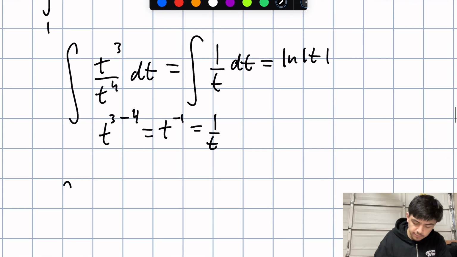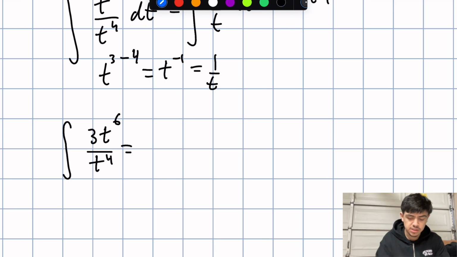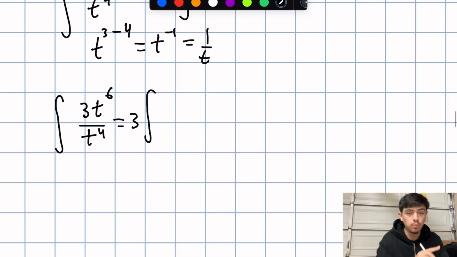So now we have 3 t to the 6th over t to the 4th. Remember, that 3 is just a constant multiple. You can bring it out, like always. But you have to remember that it's being multiplied. You can only separate them when it's being multiplied. You can only bring it out of the integral when it's multiplied. If it was 3 plus t to the 6th, you could not bring it out to the front.